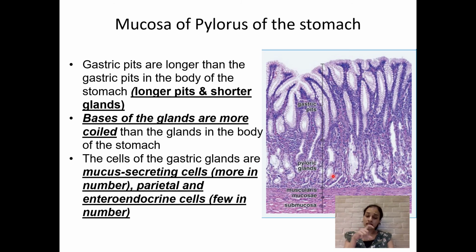The pylorus has different parts: the pyloric antrum, the canal, and the pyloric sphincter. At the pyloric sphincter, the inner oblique muscle layer is very thick, so they form a sphincter there. There should be sphincteric action over there, and you'll see a thick group of smooth muscle cells.